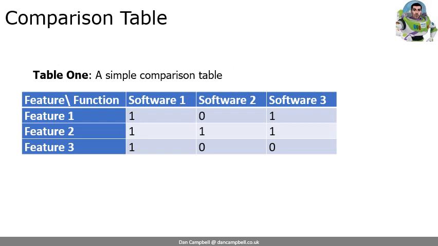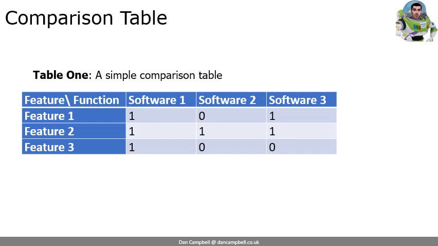To be clear, a comparison table is like the one on the slide. There will be a list of features and functions on the left hand side, and as you go along the table there'll be a list of candidates, so software 1, 2, 3 and 4, and if the software has that feature or function, you put a number 1 in the table. If it doesn't, you put a number 2 in the table.